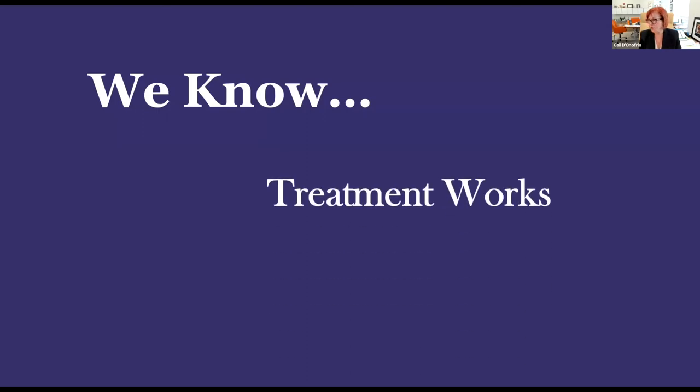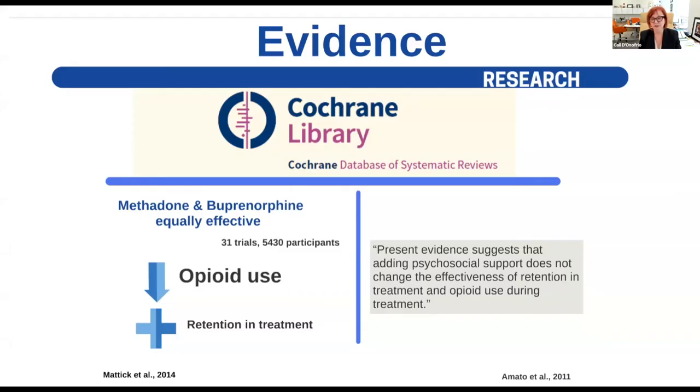We know that treatment works. I don't need to sit here and tell you a lot about the evidence for opiate agonist treatment. I only talked to you about how we use the venue of the ED, but there's gobs and gobs of research around this. If you look in the Cochrane reviews, the most famous is Mattick in 2014, which showed that opiate agonists such as methadone and buprenorphine were equally effective. There were 31 trials and almost 5,500 participants. They decrease opiate use and increase retention of patients in treatment.